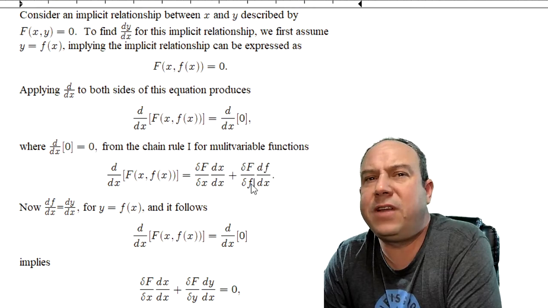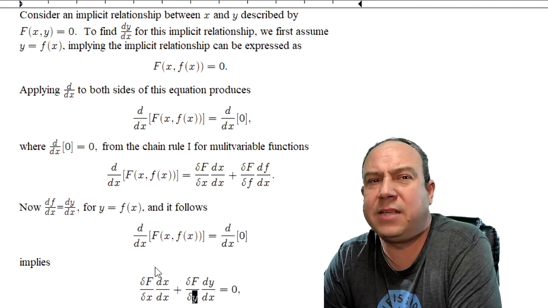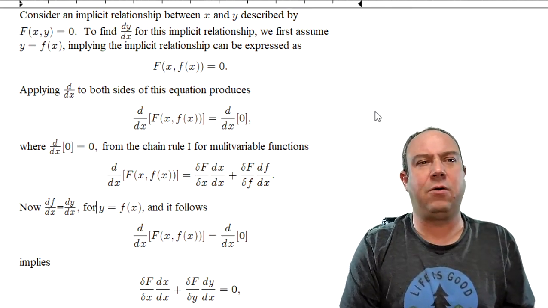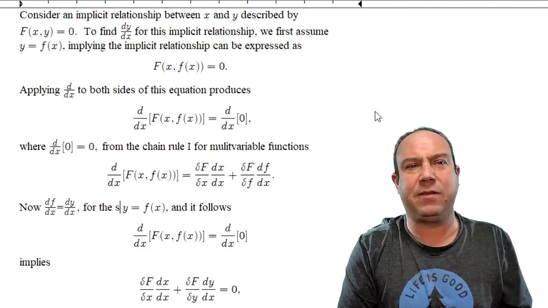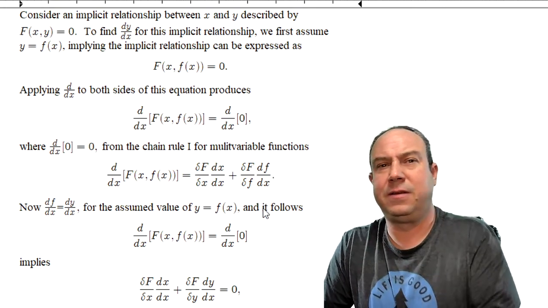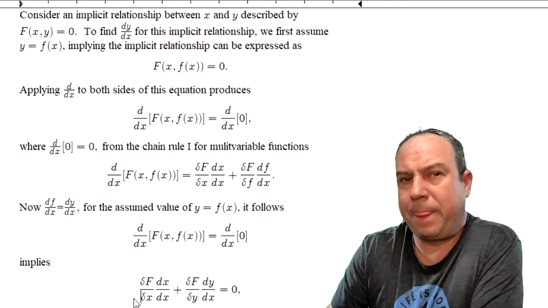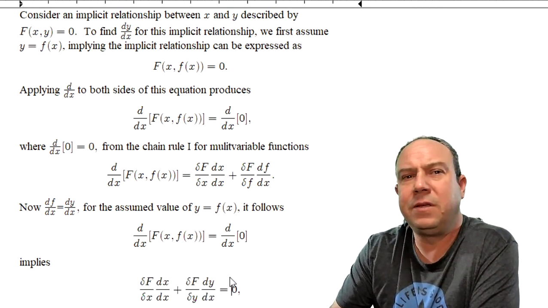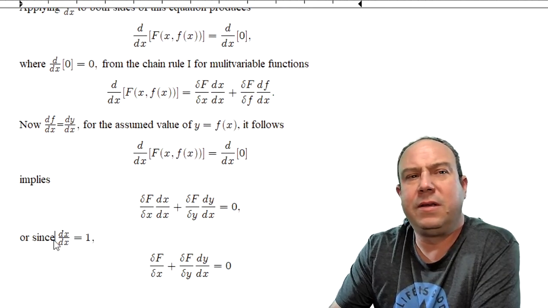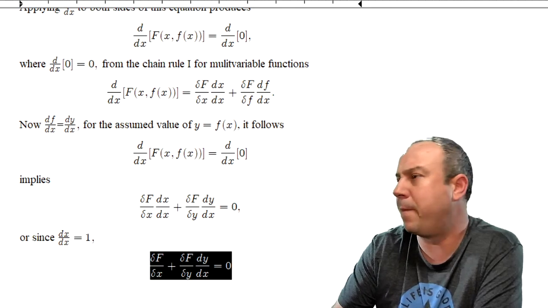Whereas over here, what I've done is gone back in and replaced my f with the value of y, because y is equal to f of x. Note for this, we might say here, the assumed value of y equal to f of x. It follows this, implies this. That's probably the best way to say that. So let me make those corrections. All right. Or, like I said, since dx is equal to 1, we could actually make this statement here.